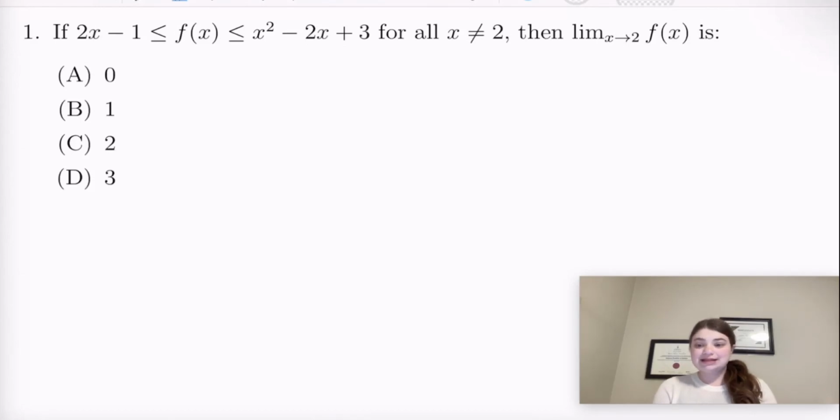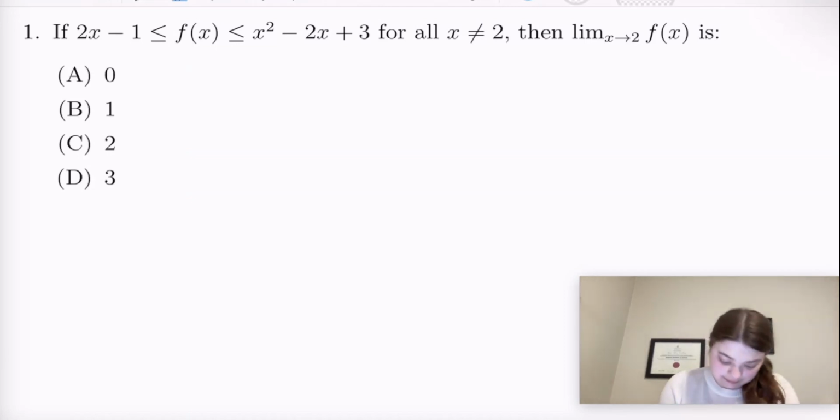Welcome back. Today we're going to be talking about the squeeze theorem, and I'm going to be going over five multiple choice and five long answer questions regarding squeeze theorem. All right, so let's remind ourselves, what does squeeze theorem state?